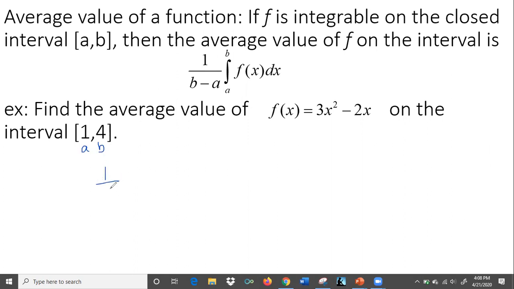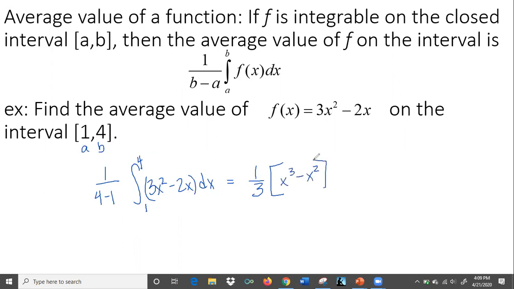So essentially all you're going to do, you have your lower and upper bounds. So we have 1 over 4 minus 1, and we're going to multiply by the integral of 3x squared minus 2x dx, and we are on the same bounds from 1 to 4. And we're just going to work our way through. We're left with 1 over 3 multiplied by the antiderivative. So that's going to be x cubed minus x squared from the bounds of 1 to 4.